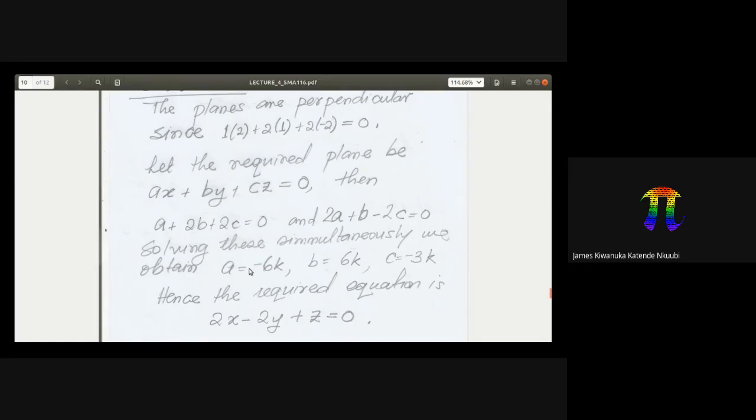So you could put them in here, but when you divide through by minus 3k, I think you end up with 2, minus 2, and 1. So this is the equation of a plane that is perpendicular to both planes. I don't know if I'm making sense there.